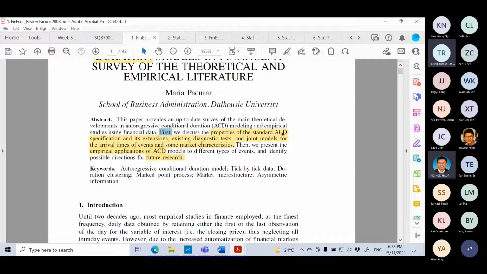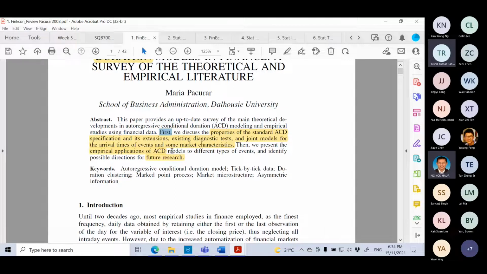And then when we have a model itself, of course, you apply the model, and you need to test whether this model fulfills the assumptions. So this one is a diagnostic test. After that, they join model for the arriving times and some market characteristic. So these are certain properties of the model itself. And besides this, they also provide the empirical application of the ACD models.